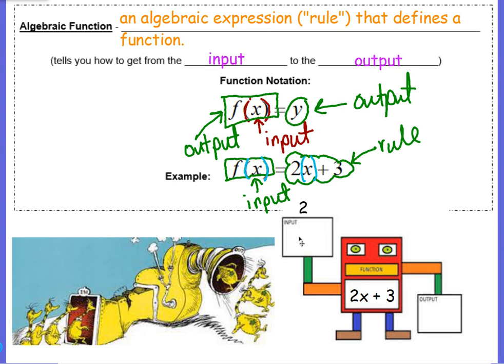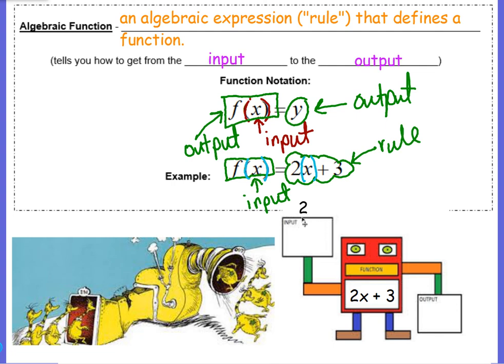Now it's nice to think of functions as a function machine, or if you take a look at this picture down below, these are some characters from a Dr. Seuss story, and these are Sneetches walking into the machine, so they are the input, and they walk out as the Starbelly Sneetches, which is the output. So something goes in, and something else always comes out.